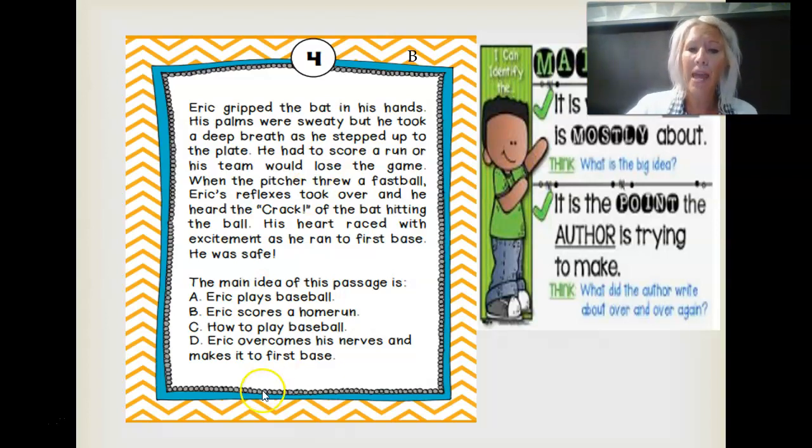The main idea of the passage is A, Eric plays baseball. B, Eric scores a home run. C, how to play baseball. D, Eric overcomes his nerves and makes it to first base.